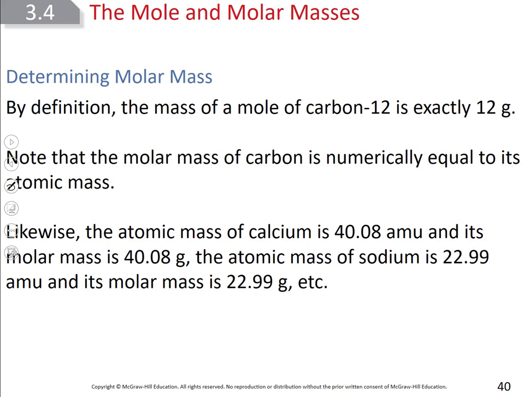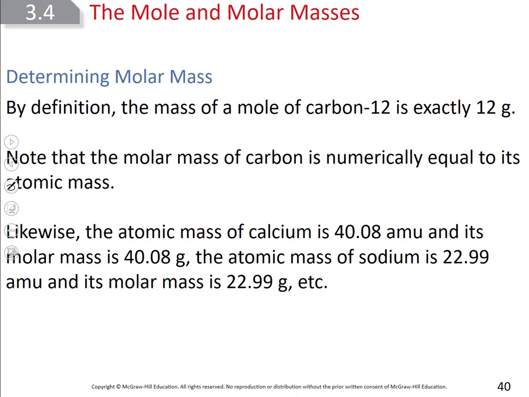So we're saying that a mole of carbon-12 has a mass of 12 grams, but we already know from chapter 2 that carbon-12 has a mass of 12 AMUs. So what I'm saying is it's the same number, just with the unit changed. So an atomic mass unit is going to be the same thing as the molar mass.